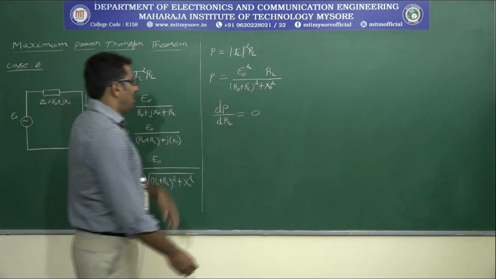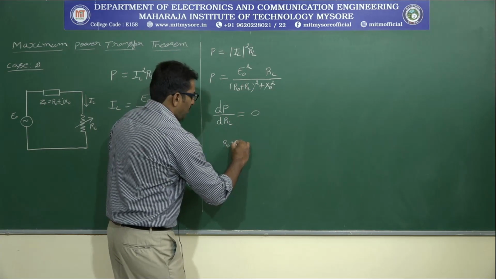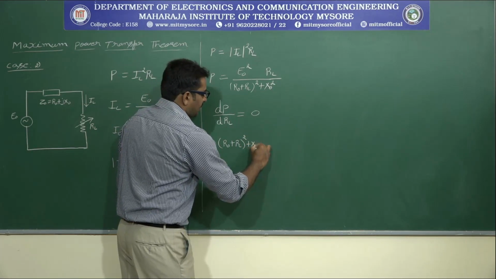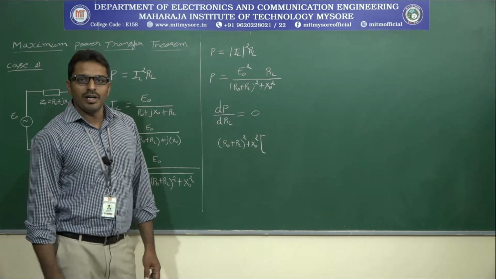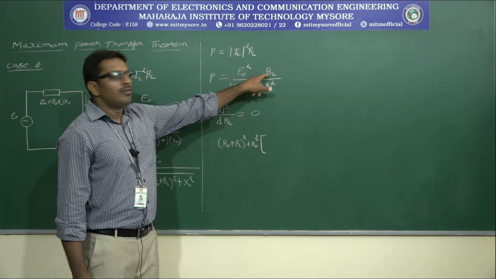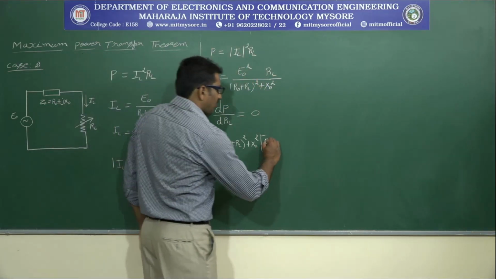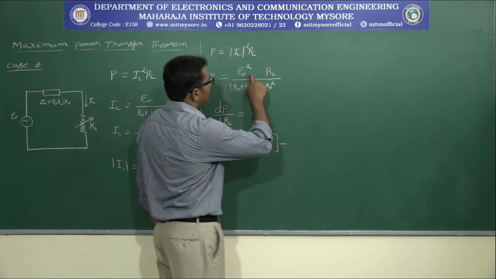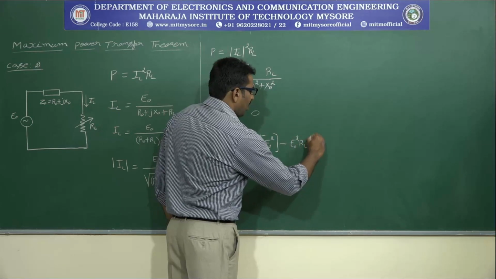Now just differentiate the above equation with respect to RL and simplify to get an expression for the condition for maximum power transfer. Again, using the u by v rule, what is the denominator? (R0 plus RL) square plus X0 square, into the differentiation of the numerator with respect to RL. The numerator consists of E0 square into RL. What is the differentiation of RL with respect to RL? 1 into E0 square, minus the numerator, E0 square into RL.